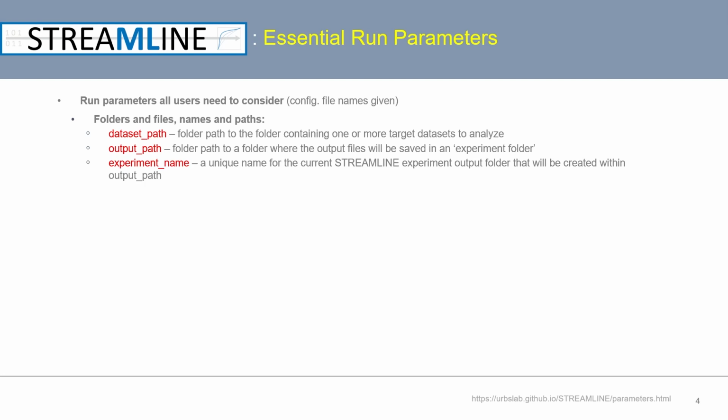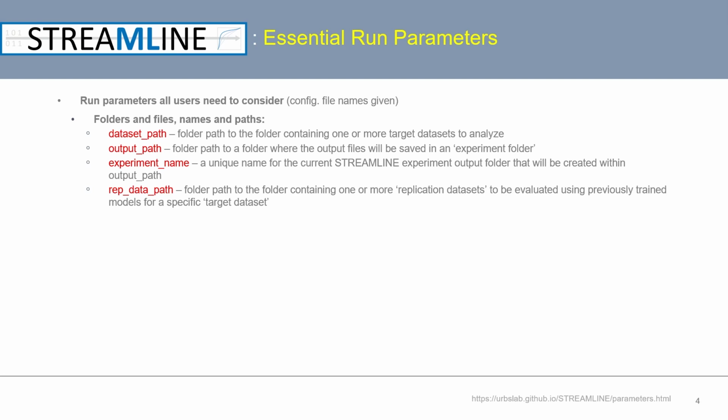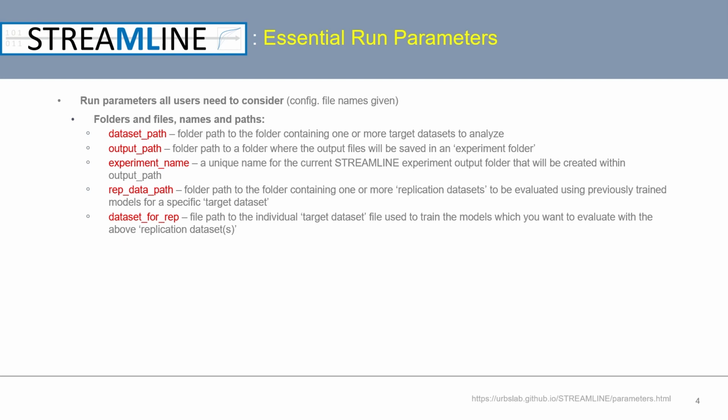Experiment name is the run parameter defining a unique name for the current STREAMLINE experiment output folder that will be created at the output path. Rep data path is the run parameter that specifies the folder containing one or more replication datasets to be evaluated using previously trained models for a specific target dataset. Dataset for rep is the run parameter that specifies the path to the file of the individual target dataset used to train the models, which you want to evaluate with the above replication dataset or sets.